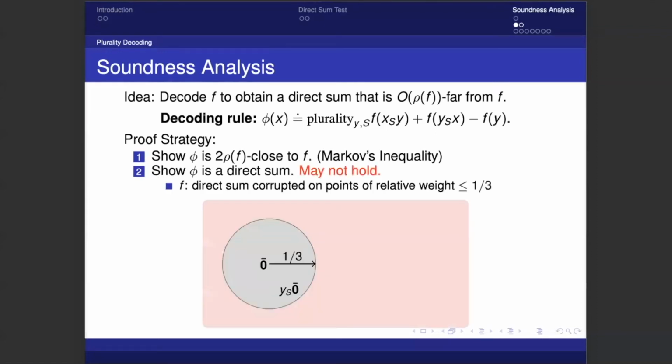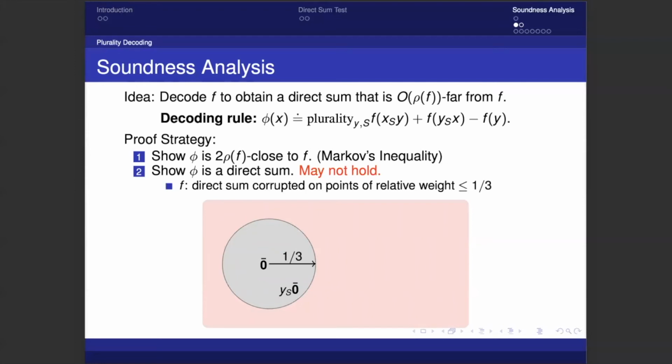Unfortunately, this might not hold. For example, let's suppose f is a direct sum that has been corrupted on points of relative Hamming weight at most 1/3. So then let's consider phi of 0.